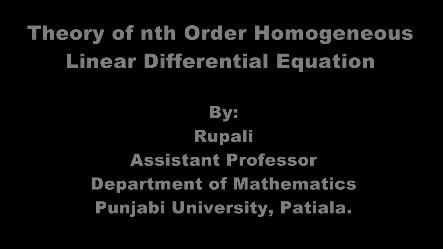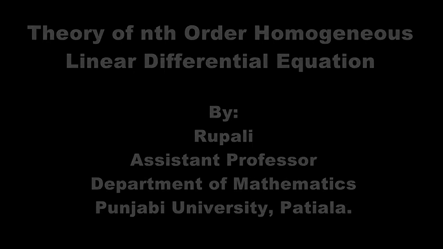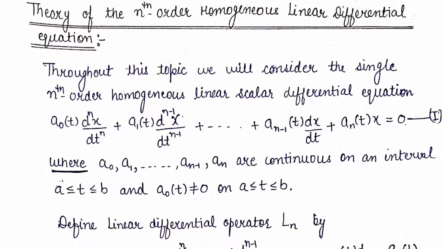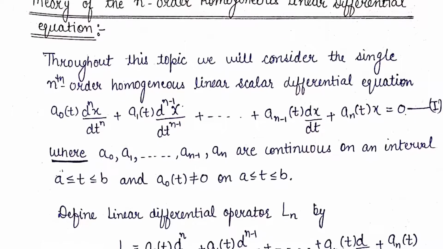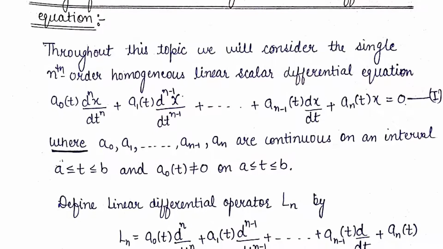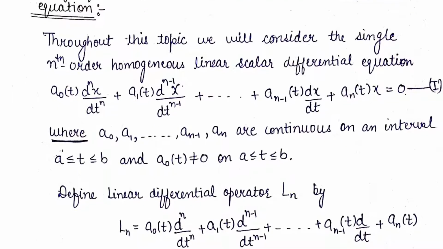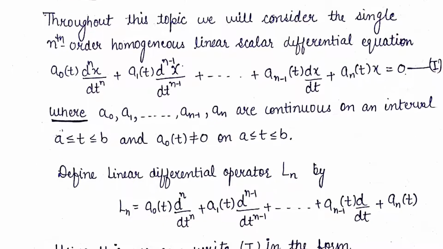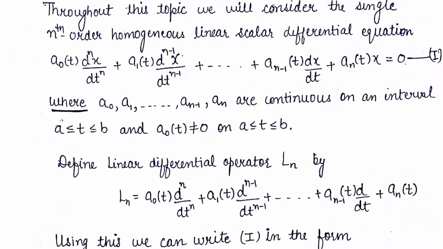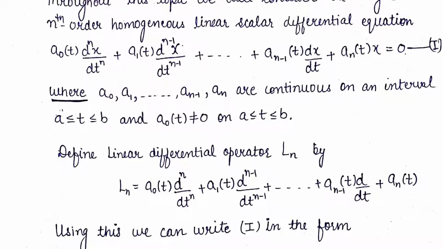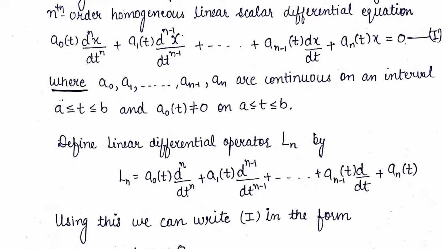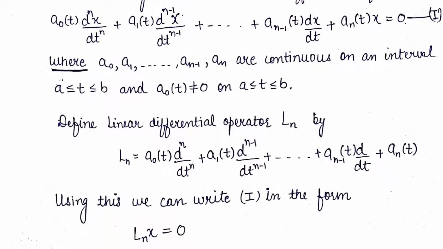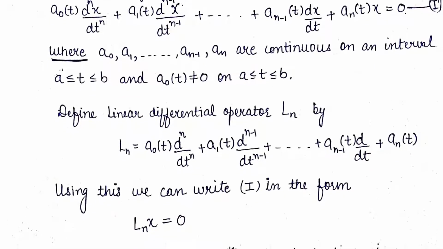First, what does the nth order homogeneous linear differential equation look like? The most general nth order differential equation is given by equation 1, in which the derivative of nth order appears. Since we are saying it is of nth order, the leading coefficient, namely a0(t), must be non-zero on the given interval. Throughout this section, we assume that the coefficients a0, a1, ..., an of the nth order differential equation 1 are continuous on some given interval (a, b).